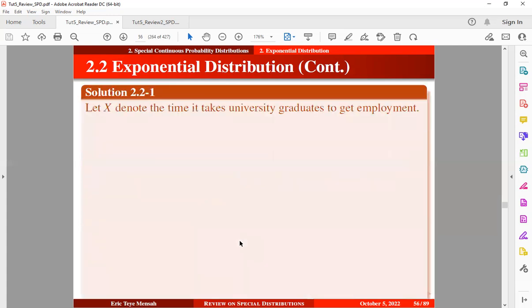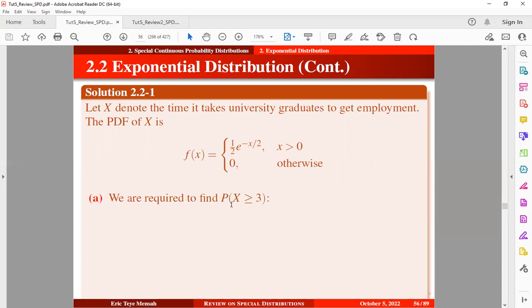Let x denote the time it takes a university graduate to get employment. So the PDF of x can be defined as shown below. Of course, here we have the mean to be 2, so the rate will be 1 over 2. So we are required to find the probability that x is greater than or equal to 3.